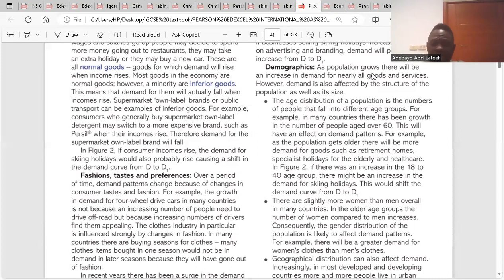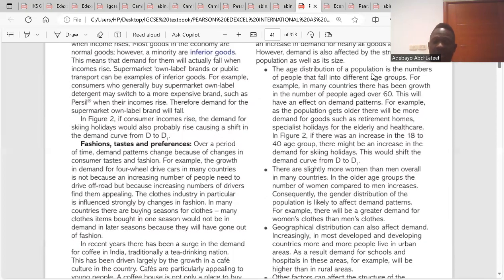For example, as the population gets older, there will be more demand for goods such as retirement homes, specialist holidays for the elderly, and healthcare. So for demographics, we're talking about the population distribution. So we're talking about the young ones, the old ones, the middle-aged, the aging population. So each age category will have different demand at every point in time. That is the point they are making here.